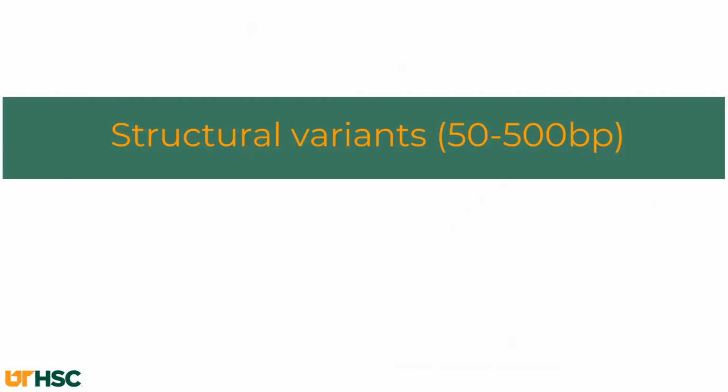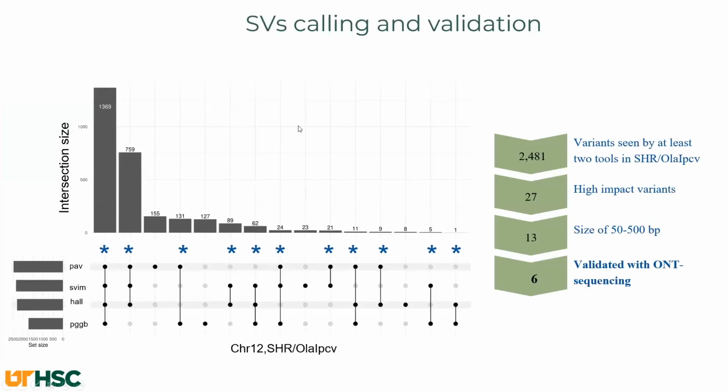So in the end, I want to explain a little of what I've done about the structural variants. By structural variants, I mean variants that have a length of at least 50 base pairs. We tried to do this analysis using 4 different methods. The first 3 are assembly based, and the last one is PGGB, our tool. So the majority are called by all the methods. But to filter, I tried to see the variants that are seen by at least 2 tools in the SHR sample. Then I looked only at the variants that have high impact.